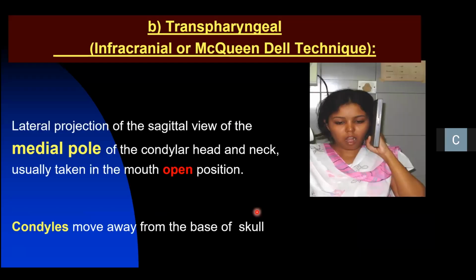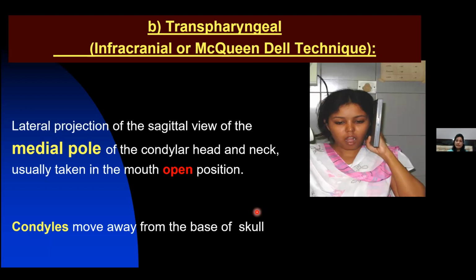Yes, ma'am. Second is transpharyngeal. Positioning is the same, but it is an open mouth. It is also called McQueen's technique. You have to remember the other name. There will be a simple question: what is transpharyngeal called as? So this is infracranial or McQueen's technique. It is again a lateral projection, but it gives you a medial pole.